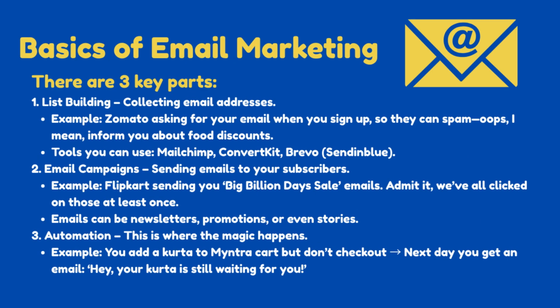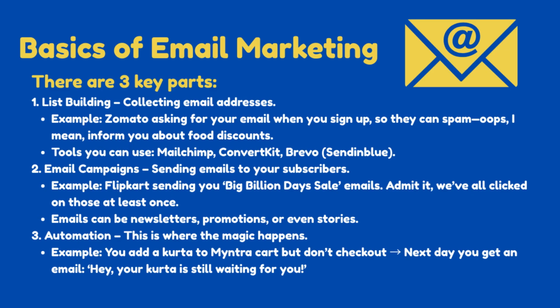Now let's see some basics of email marketing. Okay, let's break it down. Email marketing is basically using emails to build a relationship with your audience and drive sales. There are 3 key parts in this. First one, list building. Collecting email addresses. For example, Zomato asking for your email when you sign up so they can spam. Oops, sorry, I mean inform you about food discounts. Tools you can use are Mailchimp, ConvertKit, Brevo, etc.